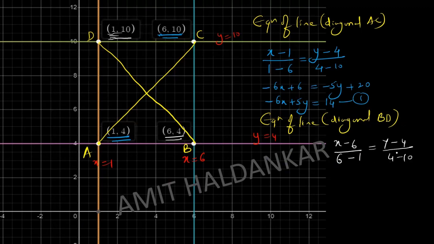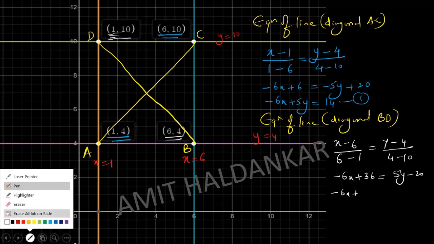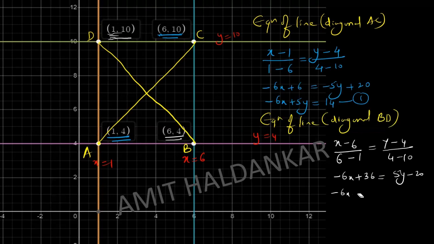So when I calculate this, this is again minus 6x plus 6 sixes are 36, 5y, 5 fours are 20. So minus 6x minus 5y is equal to minus 20 minus 36, that is minus 56. This is equation number 2.